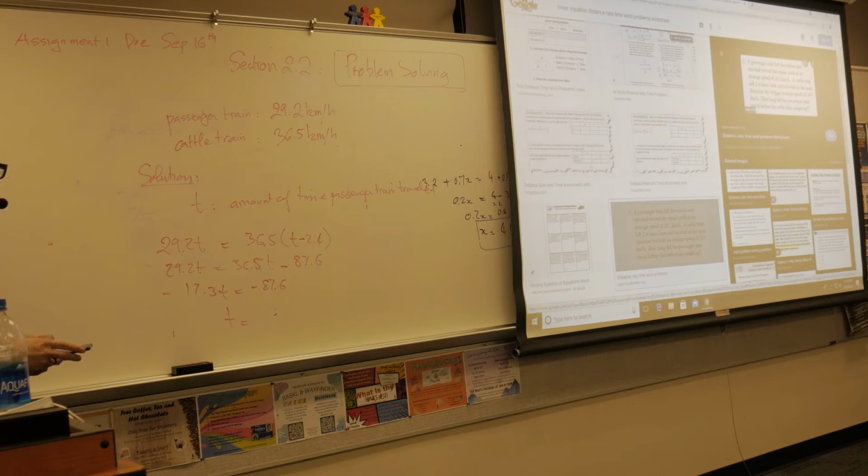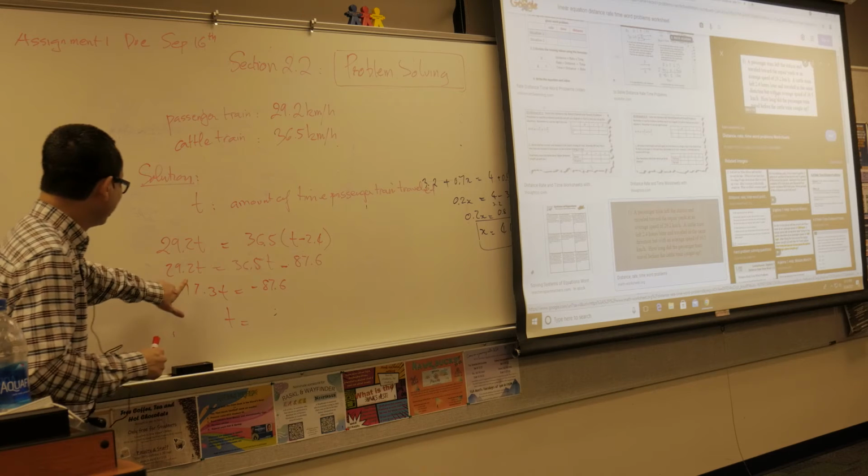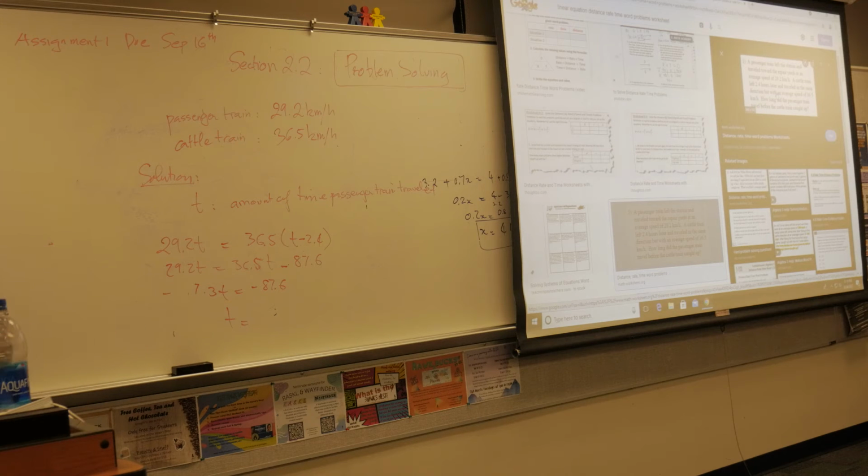29.2 minus, I got it wrong. Okay, that's what I'm checking right now. It's 7.3, not 17.3. Yes, 7.3. And now 87.6 divided by 7.3 is 12. Thank you for that.